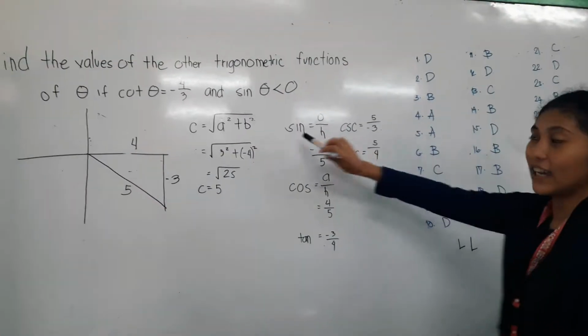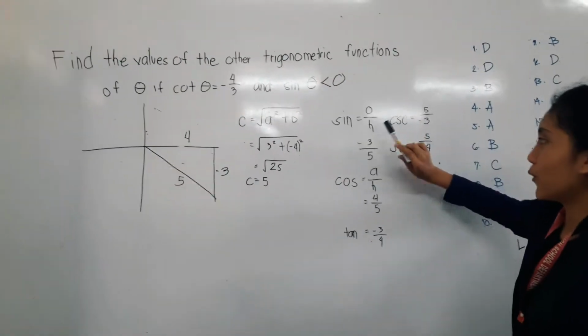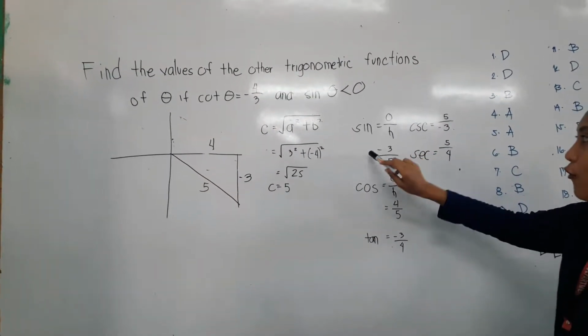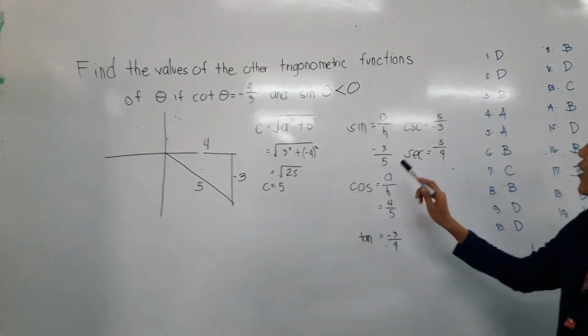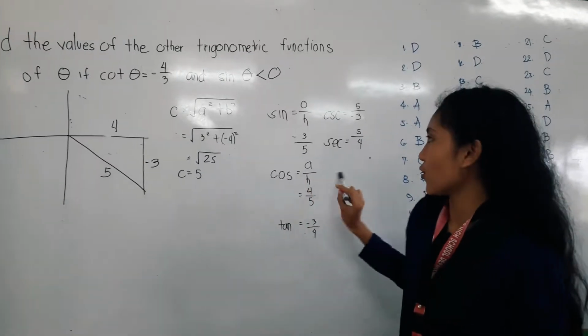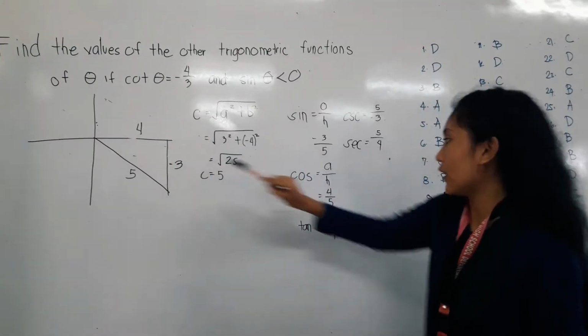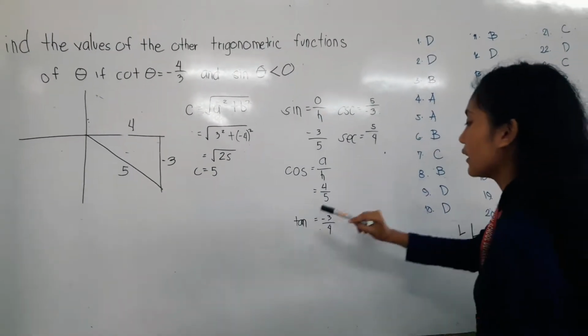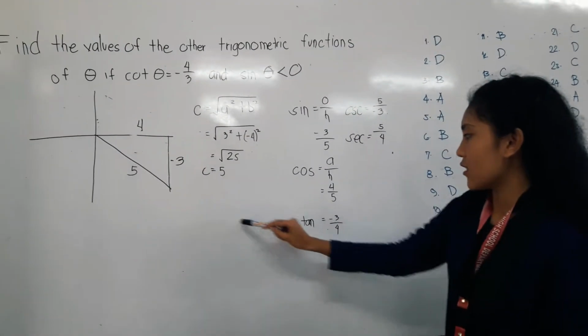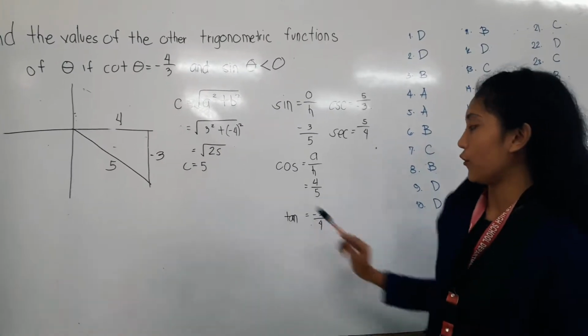So first, sine, opposite over hypotenuse. So, the opposite is negative 3 over hypotenuse 5. So, the next is cosine, adjacent over hypotenuse. So, adjacent is 4 and hypotenuse is 5. Tangent is opposite over adjacent. So, negative 3 over 4.